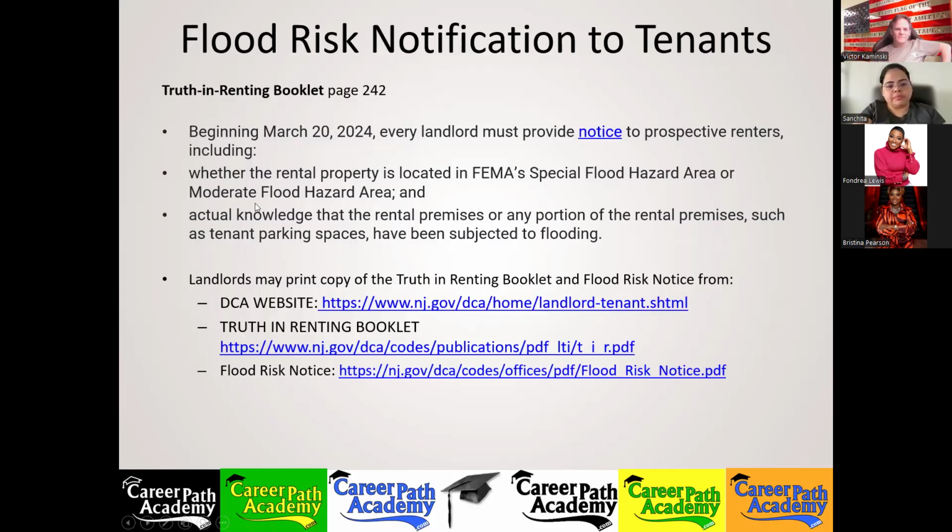So where rental properties are located in FEMA special flood hazard areas or moderate flood hazard areas, and the landlord has actual knowledge that a rental premises or any portion of the rental premises, such as tenant parking spaces, has been subjected to flooding in the past, this needs to be disclosed to the tenants. Okay, and there's a notice about the flood risk notification on the DCA's website, in the Truth in Renting booklets, and there's this special notice that needs to be added now.